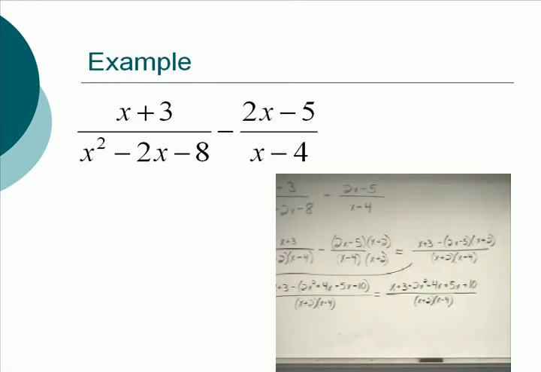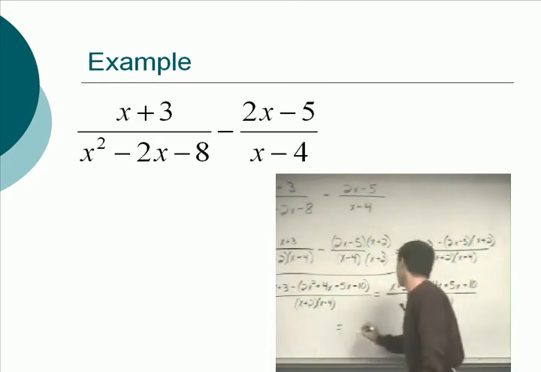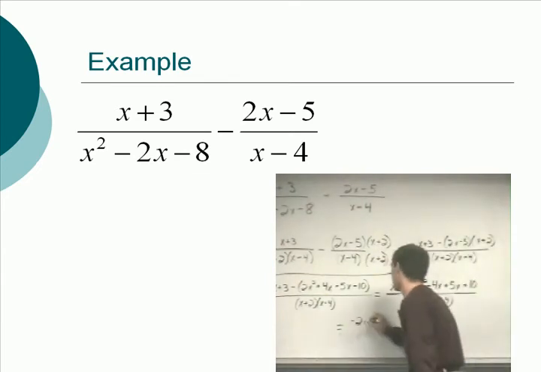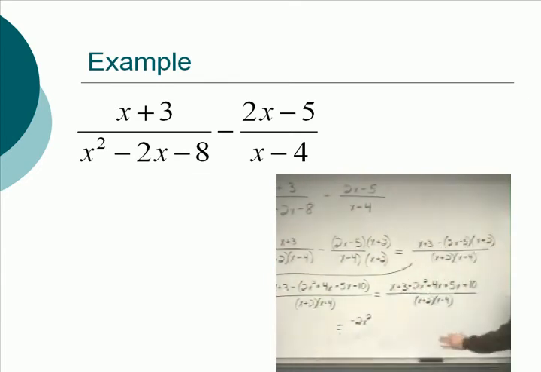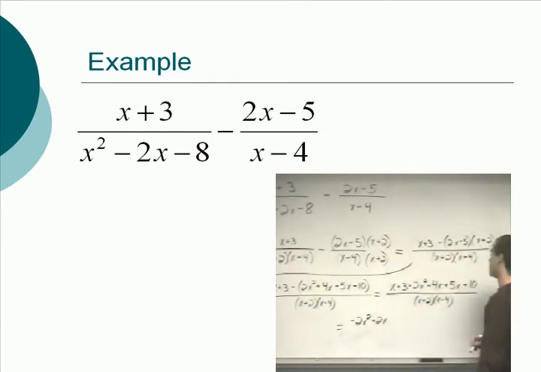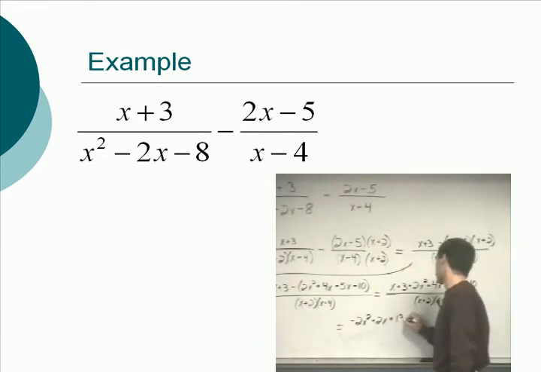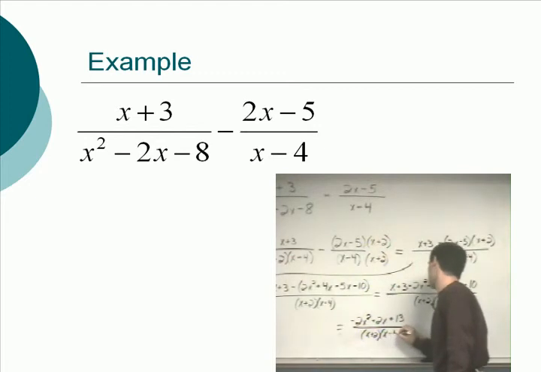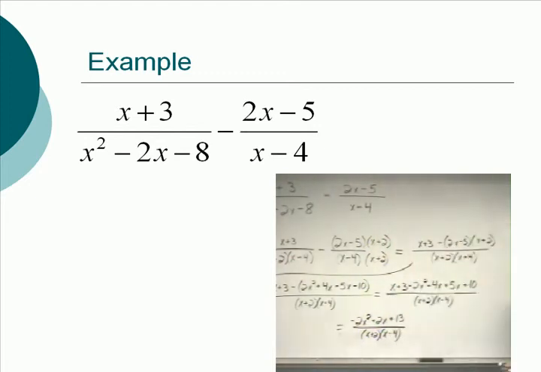Okay, let's combine our like terms here. This becomes negative 2x squared. X terms, we've got x minus 4x plus 5x. How many x terms does that leave us with? Two of them. And plus 3 plus 10. Now are we done?